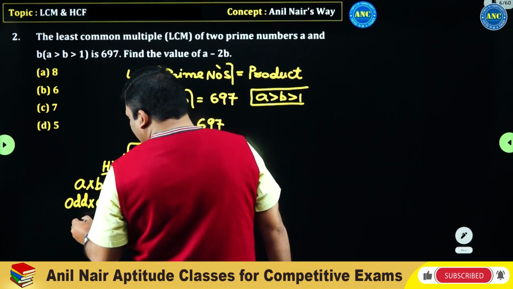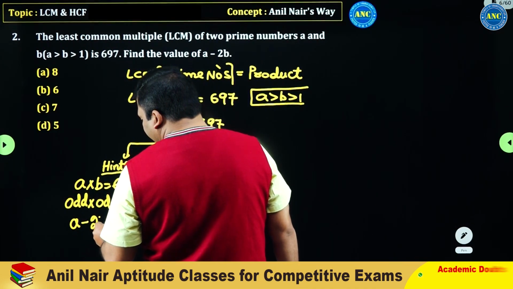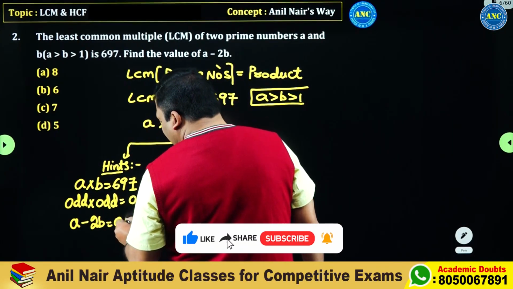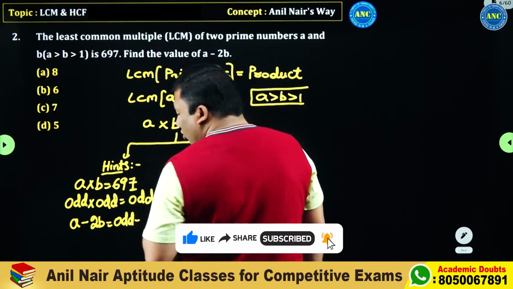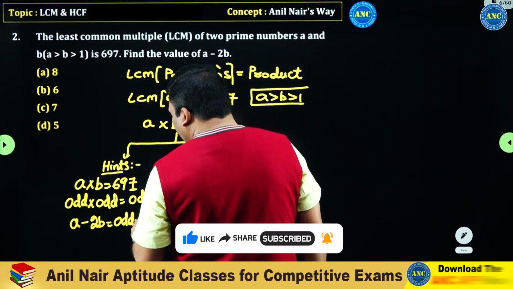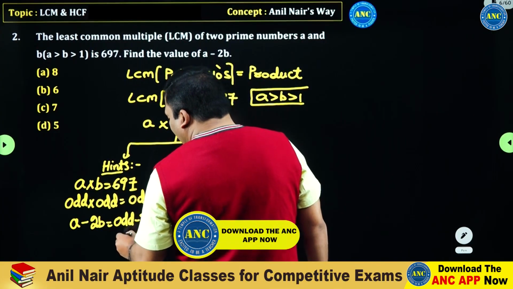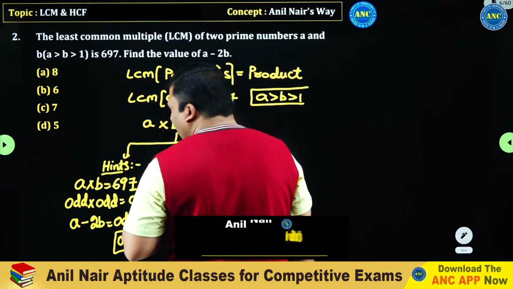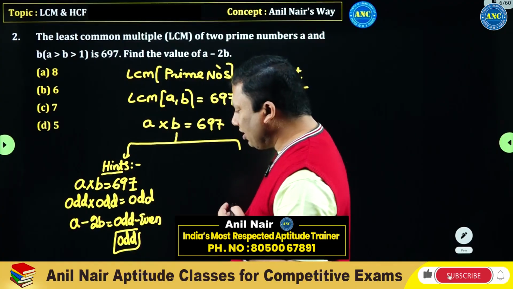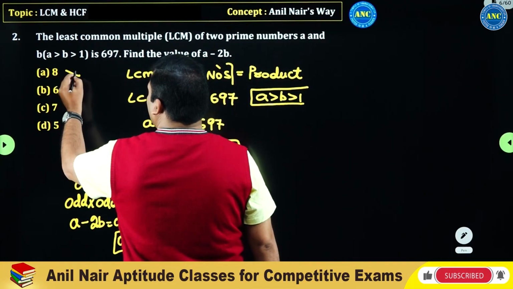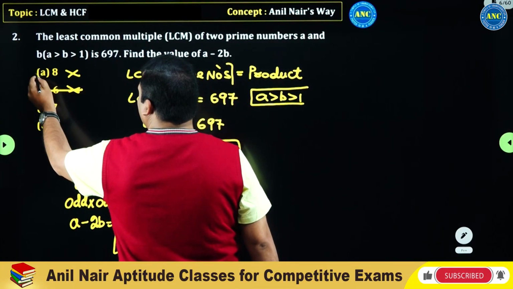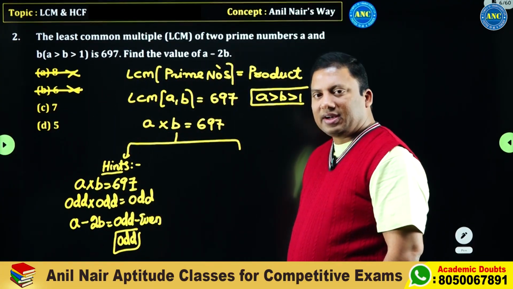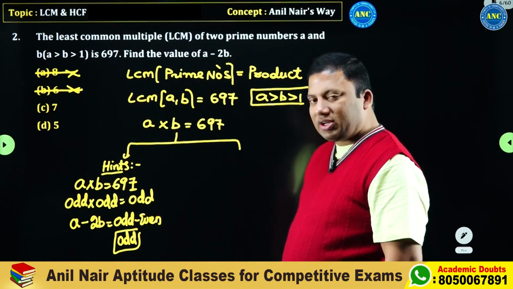Next one: A minus 2B is what he is asking. A is an odd number. 2 into any number is an even number. Odd minus even is odd. That means the answer has to be an odd number. So just by observation, 2 options are eliminated. Is the idea very much clear to you?